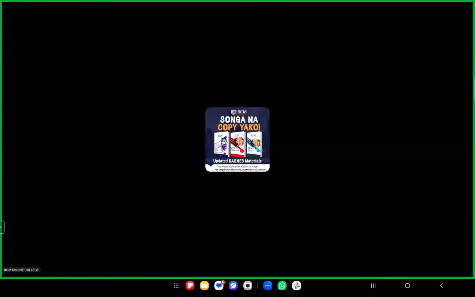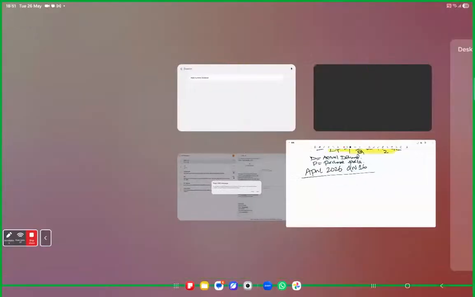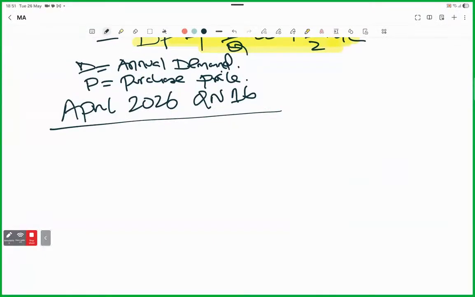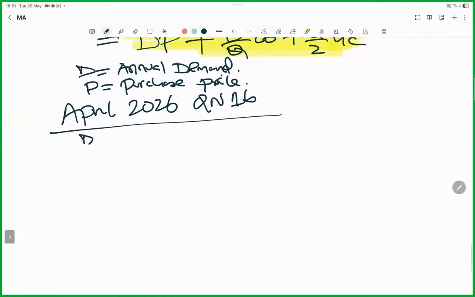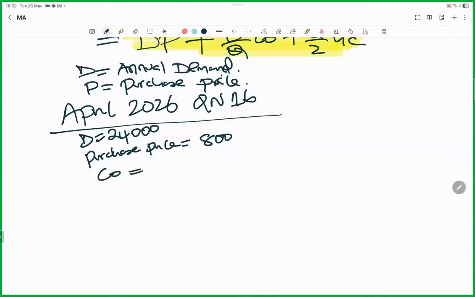So this is a pretty easy question. What I'm able to see, my very good students here, they have told me the annual demand is what here? 24,000. Then we have purchase price, which is what here? 800. Ordering cost is CO, which is what here? 500 per order.